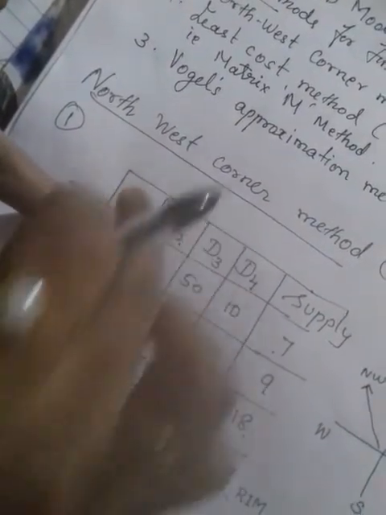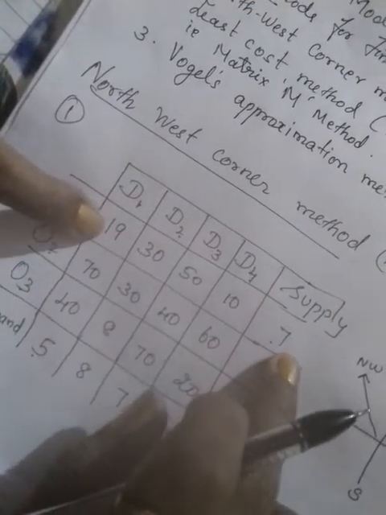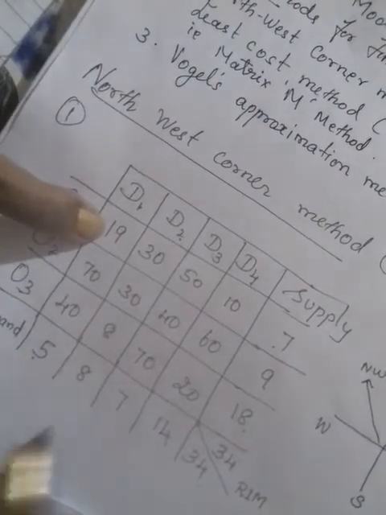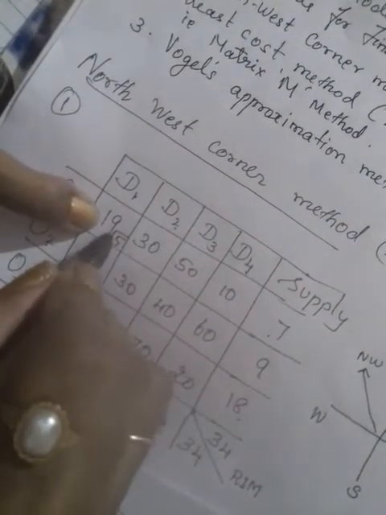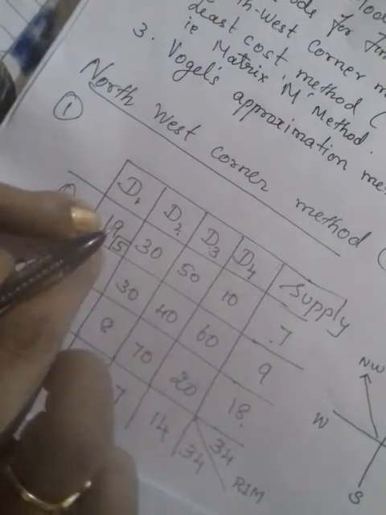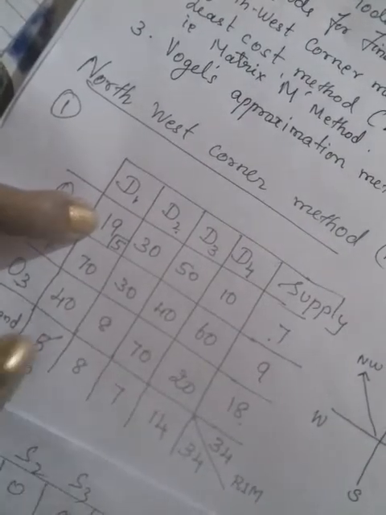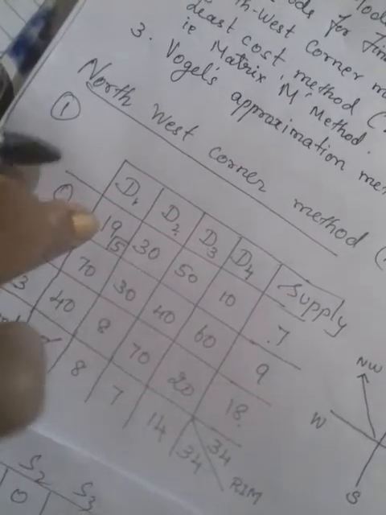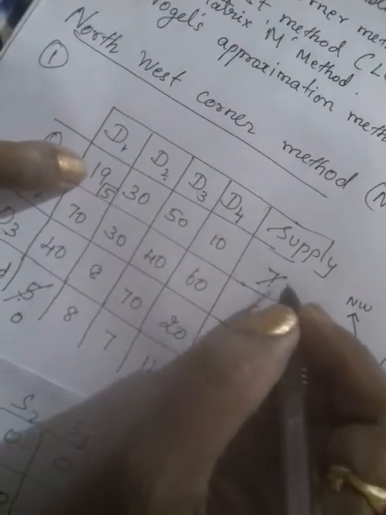In this cell, destination 1, how many products are they asking? 5 products. How many products do you have in hand? 7 products. So you have 7, and they are asking only 5, so you can allocate the entire 5 here. I put one small box and write down 5. This becomes 0 because you allocated the entire demand. Remaining, how many will be there? 7 minus 5, you have only 2 products in hand.